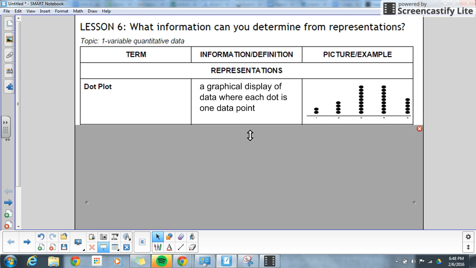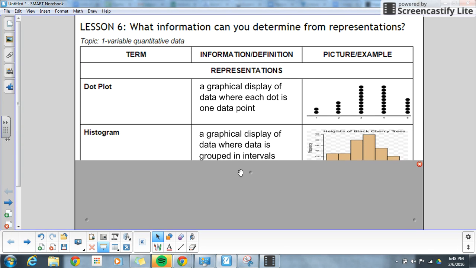We're going to focus on three ways to represent data. The first is called a dot plot. This is a graphical display of data where each dot is one data point. In our example, we can see that there are two values that have a value of 1, and then there are 4 data values that have a value of 2, and so on. This is a great way for small data sets if you want to see each individual point.